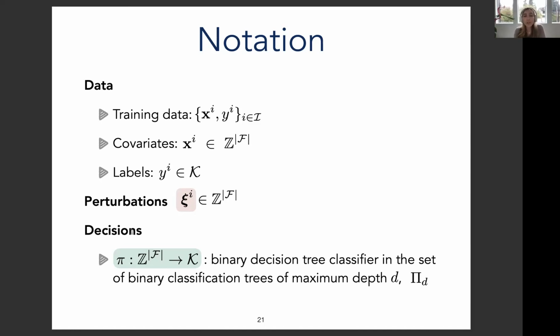And my goal now is to identify the best binary decision tree classifier from the set of all classification trees of maximum depth D. I'm going to denote this by pi, which is nothing more than a mapping in the form of a tree from the space of covariates to the space of labels. And here I'm dealing with a classification problem, so the space of labels is actually finite.